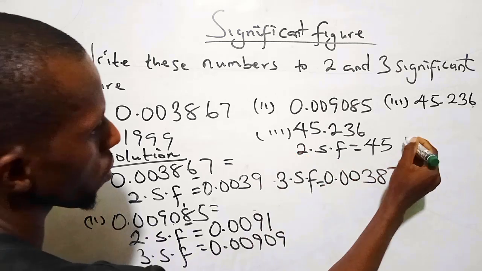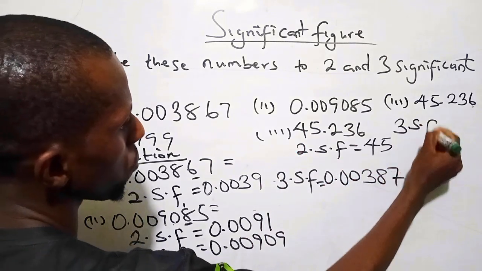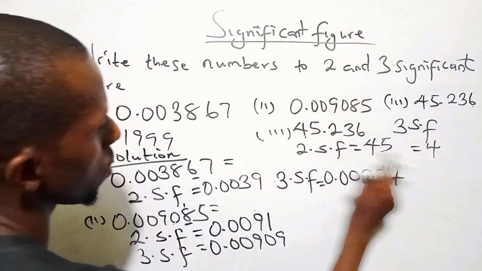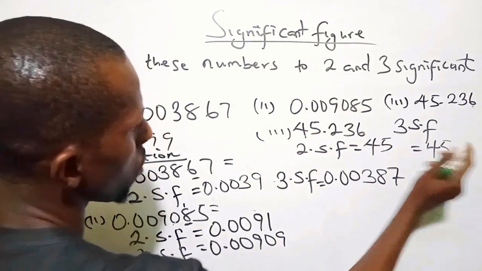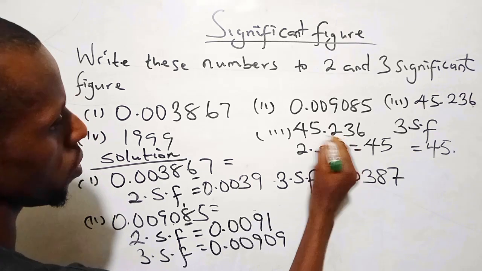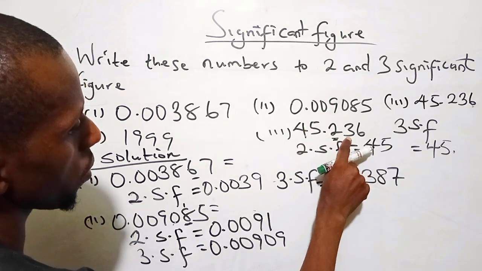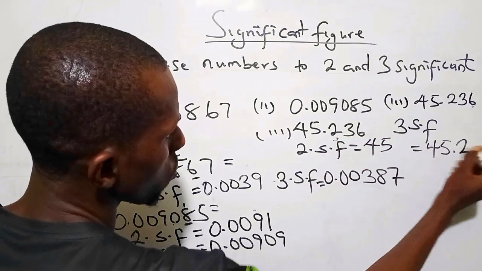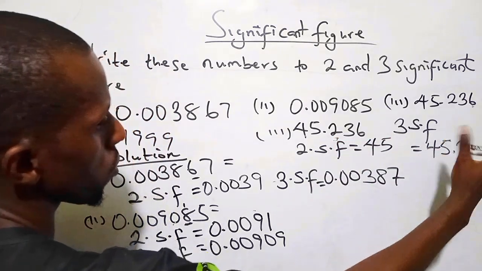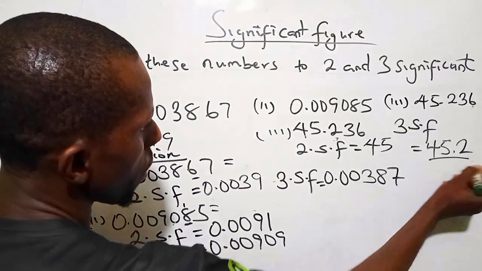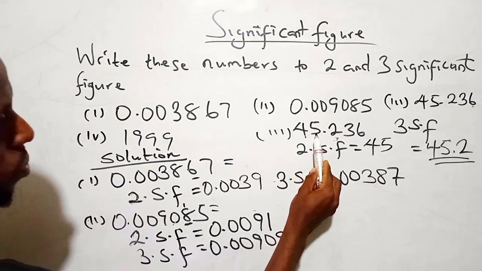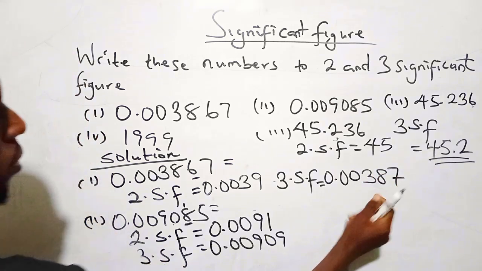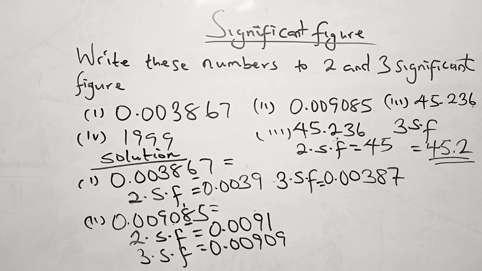And this same number to 3 significant figures. I have here 4, 5, point, and this is the third one, 2. In this case, when you look at the number immediately after it, you are not to borrow, so repeat your 2. So you have here 45.200. So 45.2 is our answer. We have written this to 2 significant figures, and this we have taken to 3 significant figures. Thank you very much.